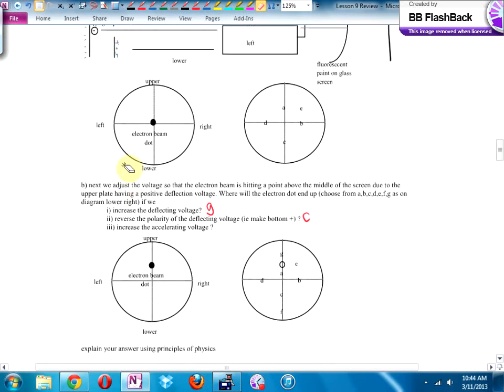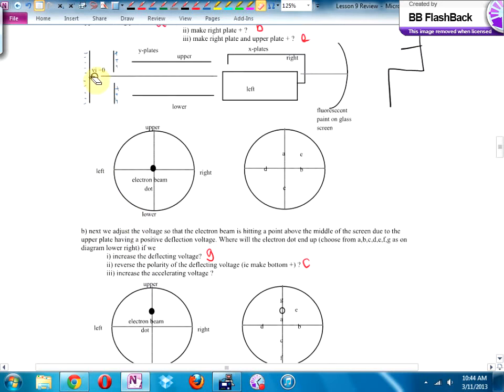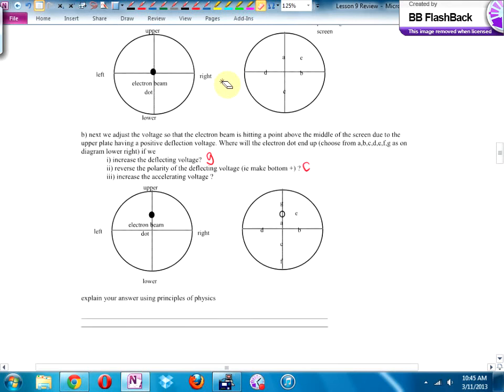Third one. What if I go back to here, so we're hitting right there. What if instead I increase the accelerating voltage so these electrons are leaving faster? What do you think that would do? Deflect it more, less, or the same? Less. Why? They're going faster, so what variable does that affect? I think that affects the amount of time between the plates, which means that the amount of time that force is acting on them is shorter. There's less time for them to accelerate up or down. Does that make sense? I think it would be A.